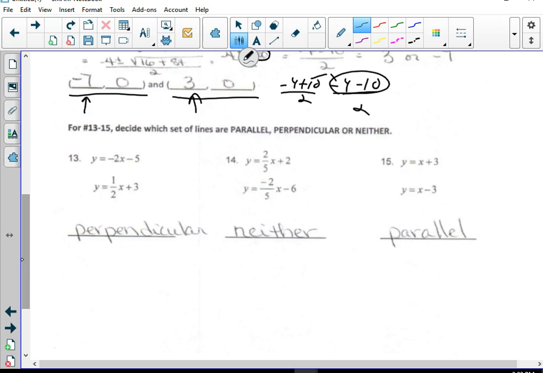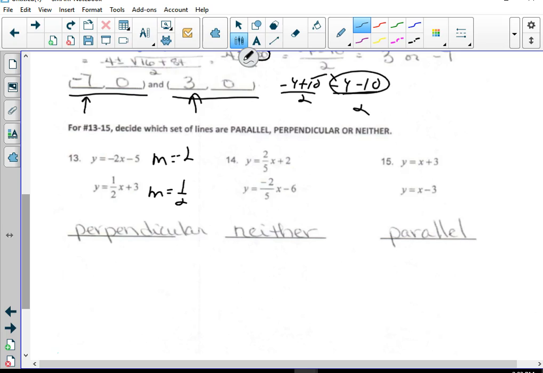All right. You can just look at these, or you can off to the side say, hey, what's my m? It's -2. What's my m? 1/2. Now, are those the same? No, they're not the same. So they can't be parallel. So we know it's not parallel.